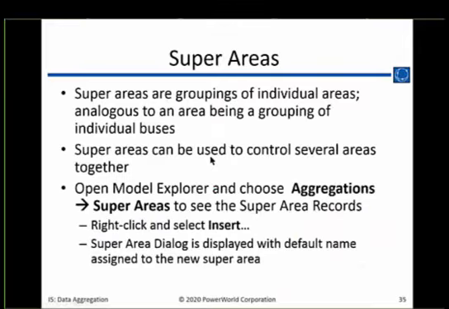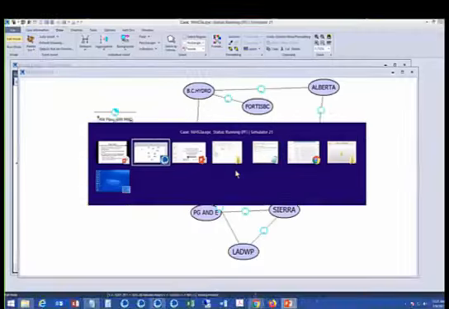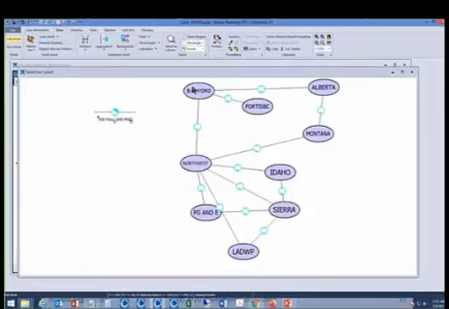Okay, so next we'll talk about super areas. As I mentioned earlier, these can be handy for grouping areas into a larger area without getting rid of the underlying area. So for ISOs or RTOs, it can be useful. And there's a couple different ways to create those.